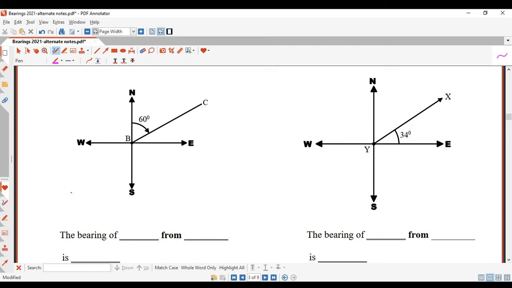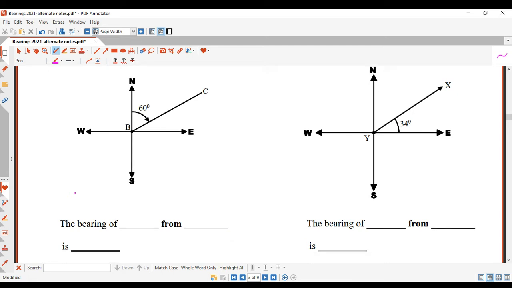All right, let's do the first one. So the bearing of C from B. Okay, so where the compass is drawn, that's where you're taking the direction from. So the bearing of C from B is, now, you're not going to write 60 degrees, right? We are measuring the angle clockwise from north. That angle there is 60. Because it's a three-figure bearing, you've got to write down 3 digits, so it should be 060 degrees for that one.